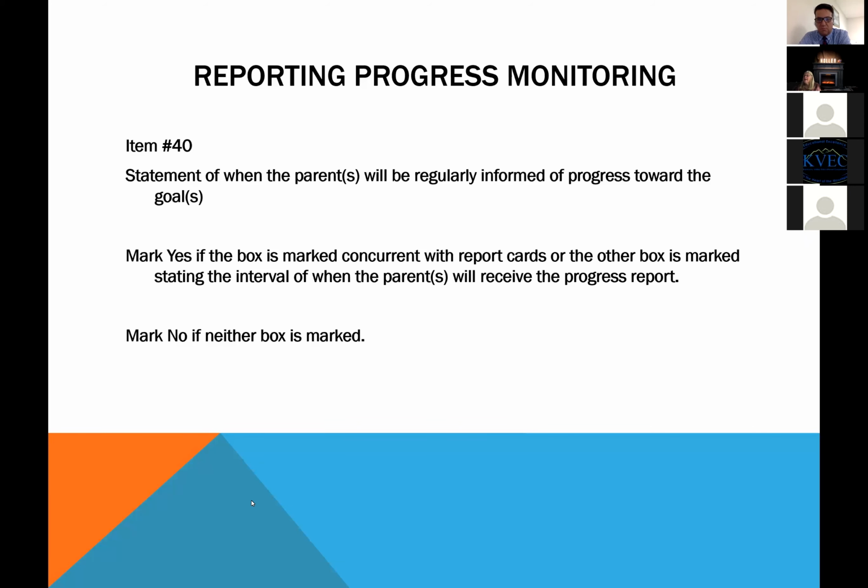Okay, so on item 40, we're looking at reporting progress monitoring. We have a statement of when the parents are going to be regularly informed of progress toward the goals. Most of us mark the box concurrent with report cards. They can either do that or mark the other box, but when you do that, you have to put whatever that interval is. If you put weekly in there, then you're mandated to send home a progress report weekly.